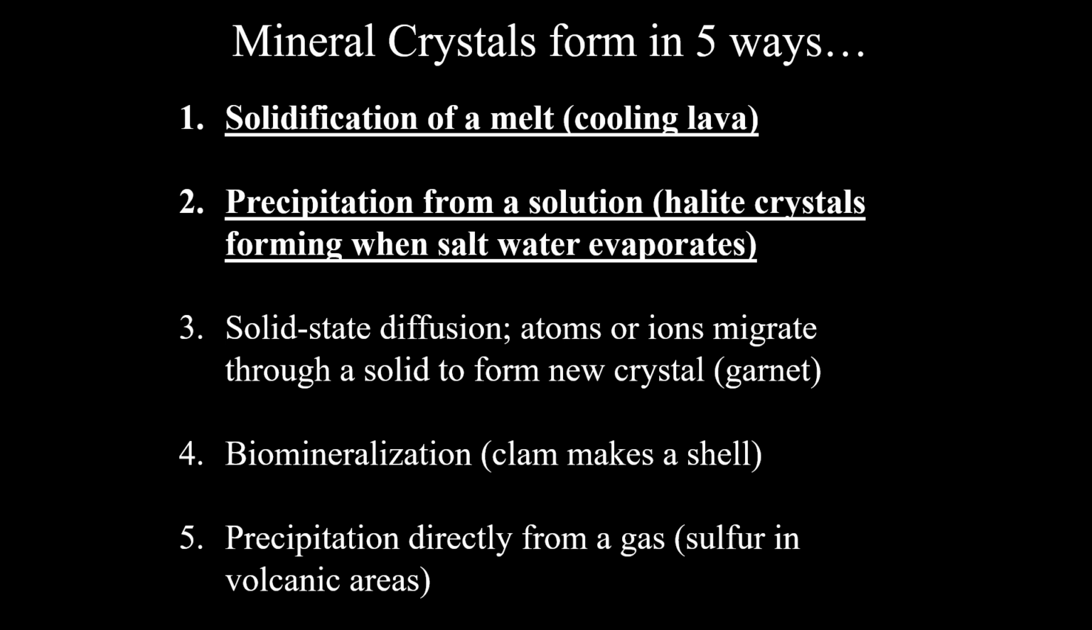Mineral crystals grow in a few different ways. We're really just going to focus on the first two a little bit, but they can grow through the solidification of a melt. So in the next chapter, we're going to talk about igneous rocks. These are rocks that form from molten rock, from a liquid, and they essentially freeze into a solid. They can also be precipitated from solution.